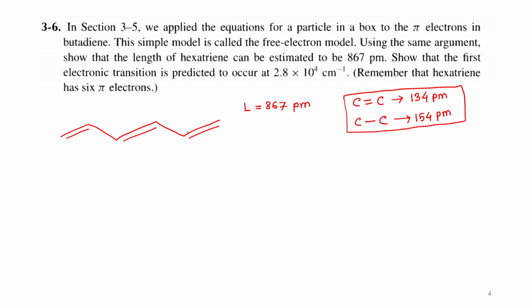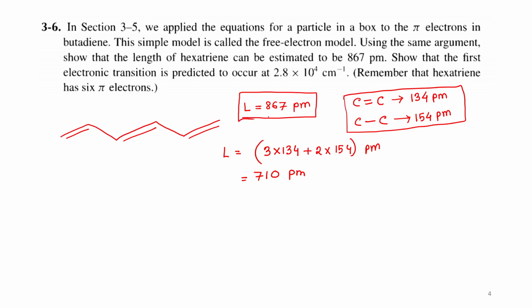Suppose there are three pi bonds, and how many single bonds? Two. So one will expect that the bond length is going to be 3 into 134 plus 2 into 154 picometers. But when we calculate it, let's see what value we are getting. We are getting only 710 picometer. But see, the length is supposed to be 867. Can you tell me how can we do that?